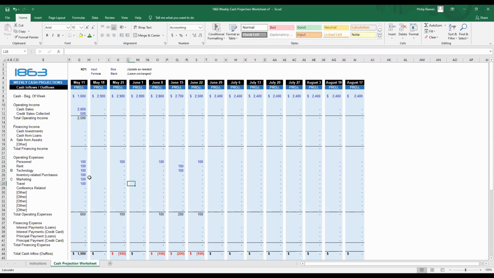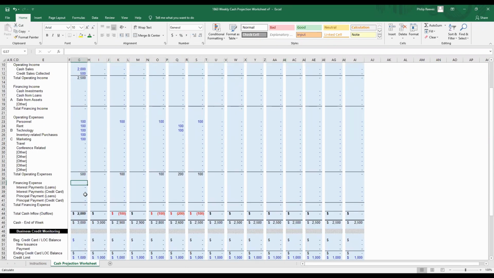Travel. We're writing this during coronavirus, so I highly doubt we can eliminate this line actually. Conference related, similar. But the idea here overall, as you're inputting line items, because we know the exact weeks that we're talking about, is to put in what expenses you know you have in those weeks, if that makes sense.